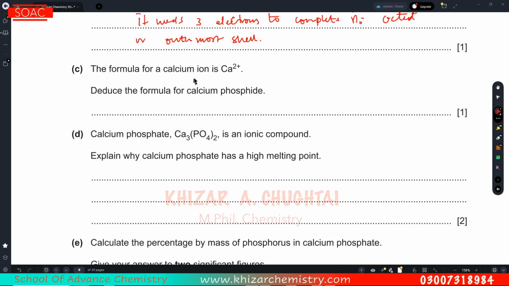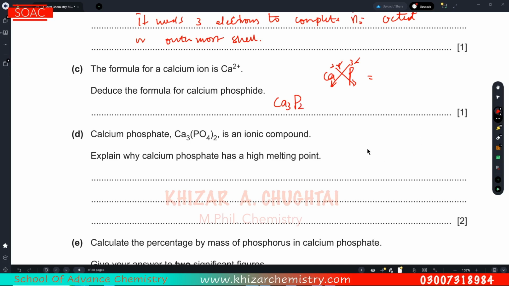See, the formula of calcium ion is calcium 2 positive. Deduce the formula of calcium phosphide. Ca 2 positive, P is having 3 negative, negative positive will be cancelled out, 3 over here, 2 over here. So the formula is Ca3P2.